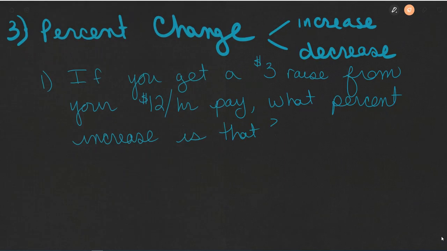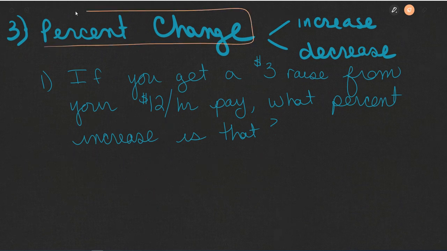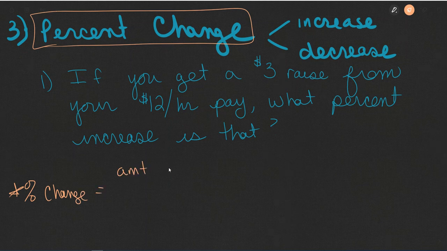A lot of our word problems will require you to read a little bit further in. Here's an example, and this is a common problem where we've got a percent change. Easy formula, and I'd encourage you to write this down, that the percent change is going to equal the amount of change divided by the original amount.